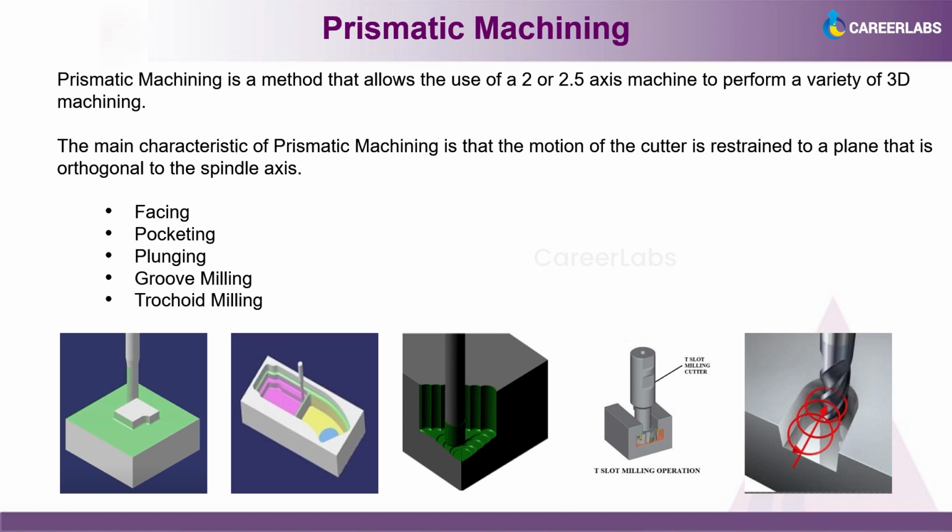So there are different types of prismatic machining. It can be 2 or 2.5 axis. As I said, the main characteristic of prismatic machining is that the motion of the cutter is restrained to a plane in 2 axes that is orthogonal to the spindle axis. One axis will be orthogonal and the tool will follow in the plane. It can be facing, pocketing, plunging, groove milling, trochoid milling.